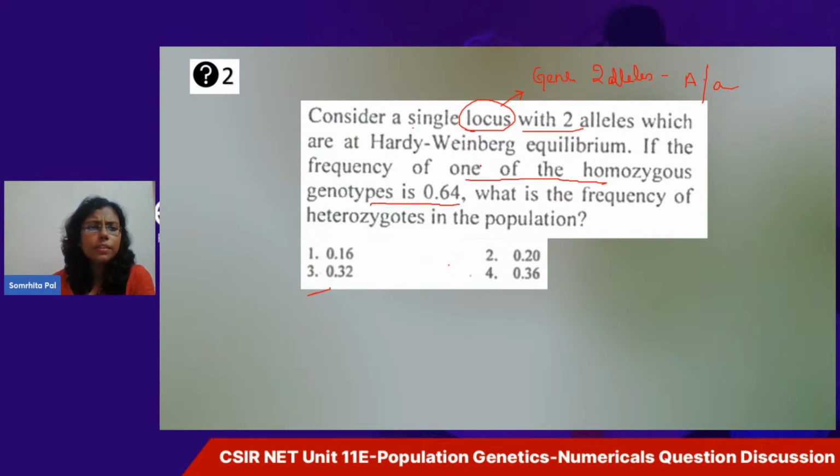Now they are saying that one of the homozygote genotype is 0.64. So I can have a homozygote dominant, or I can have a homozygous recessive. They haven't specified which homozygous. So in that case, let us consider homozygous dominant. I will write it as homozygous dominant frequency is 0.64. From here, what they are asking is to find out the frequency of the heterozygous individuals.